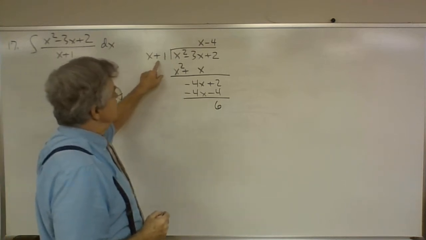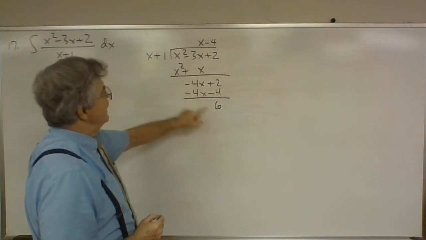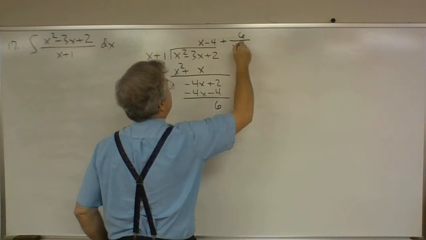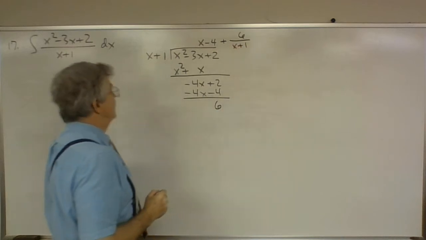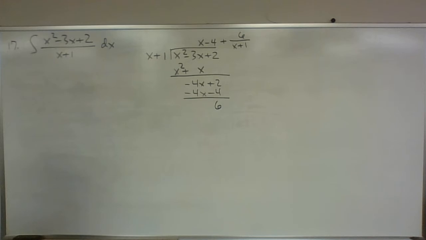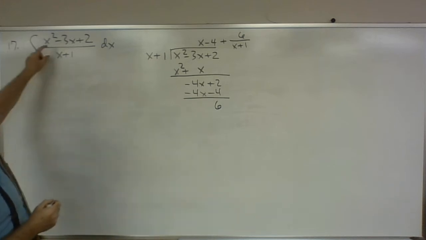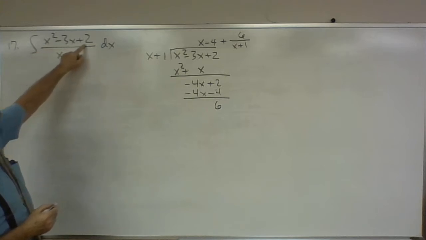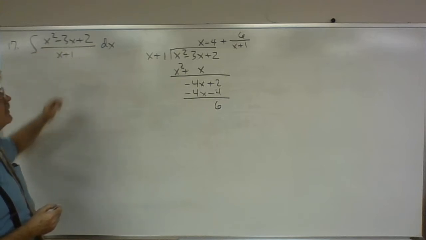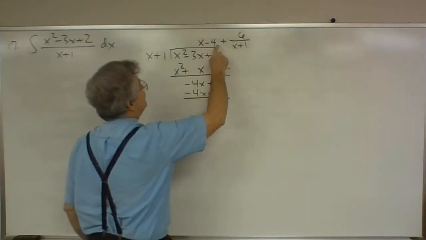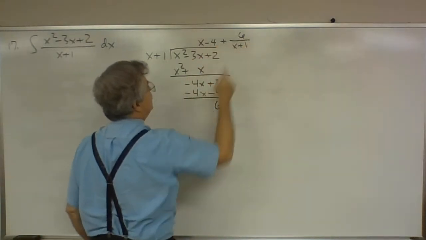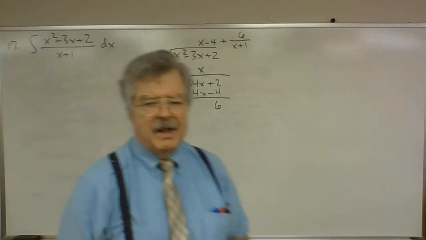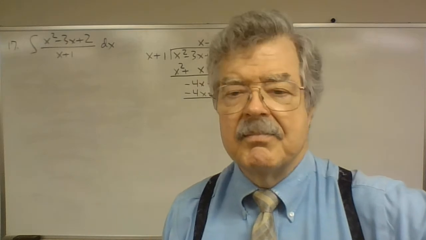6 divided by x plus 1 is 6 divided by x plus 1. So this expression, x squared minus 3x plus 2 over x plus 1, is equivalent to x minus 4 plus 6 over x plus 1. Now, let me pause while I erase some of the board.